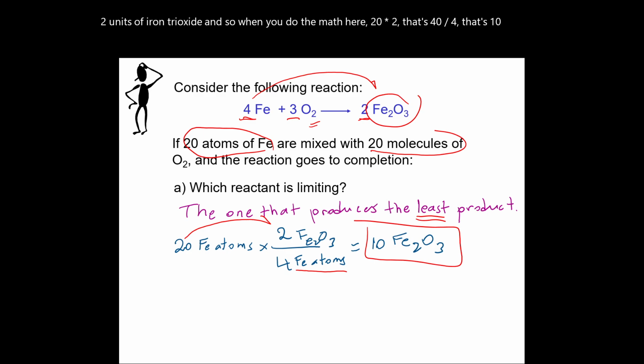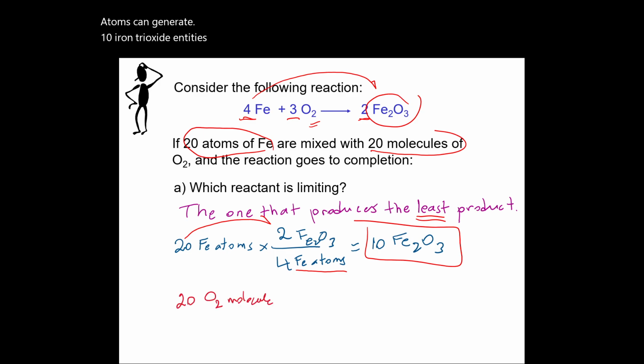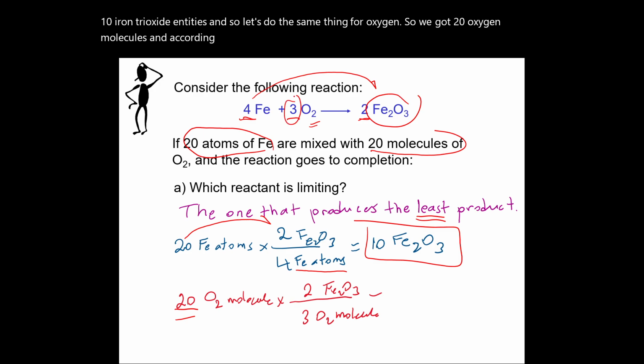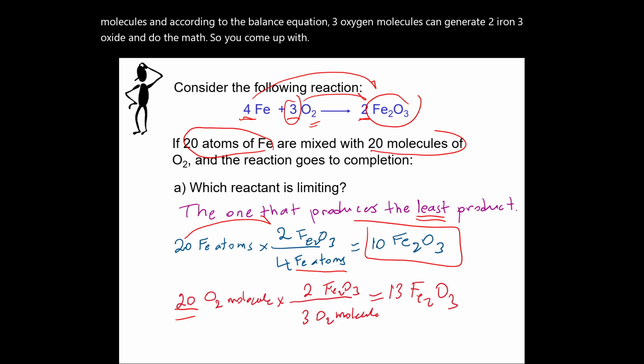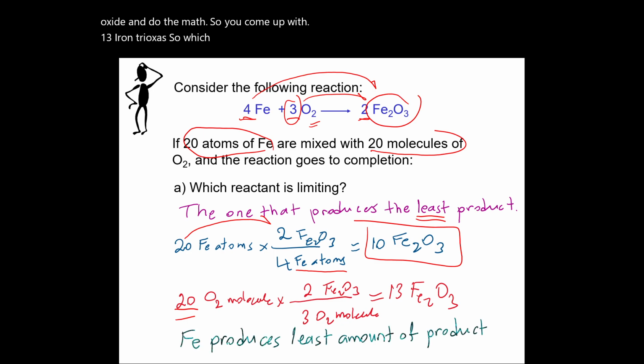So 20 iron atoms can generate 10 iron trioxide entities, and so let's do the same thing for oxygen. So we got 20 oxygen molecules, and according to the balanced equation, 3 oxygen molecules can generate 2 iron trioxide. Now do the math, so you come up with 13 iron trioxide. So which one gives the least amount of product? So that is the 10 is less than 13.